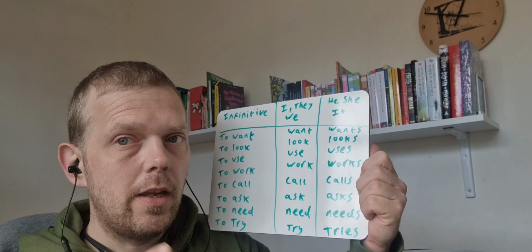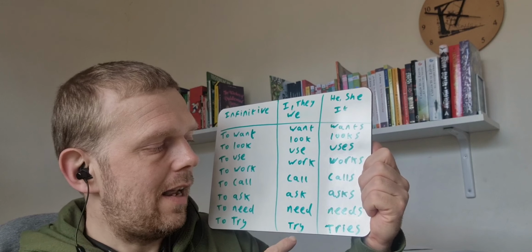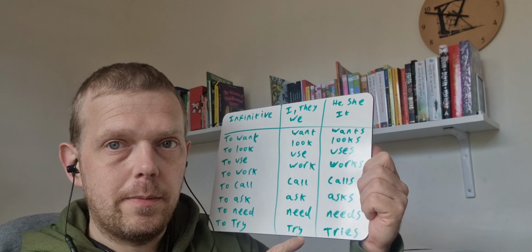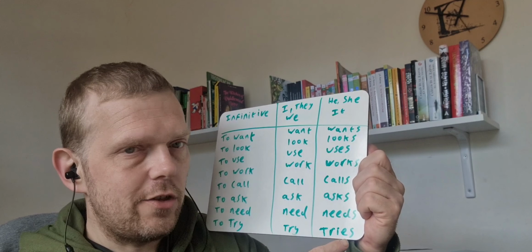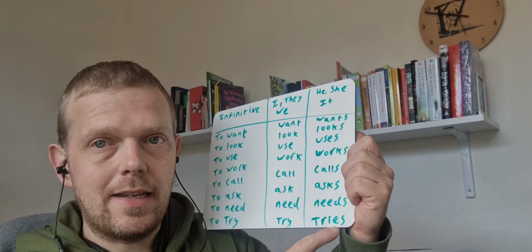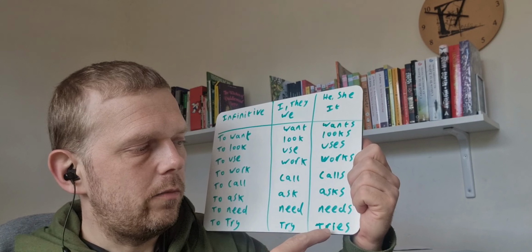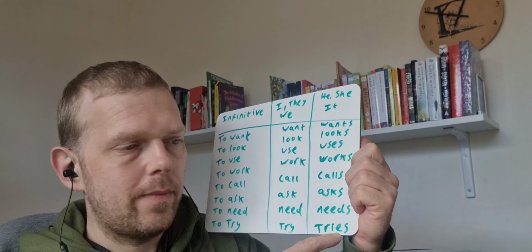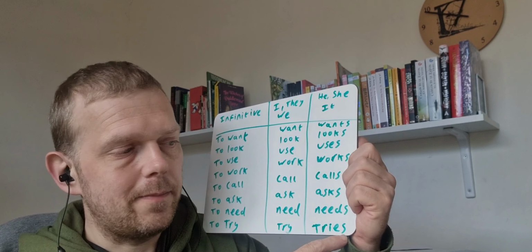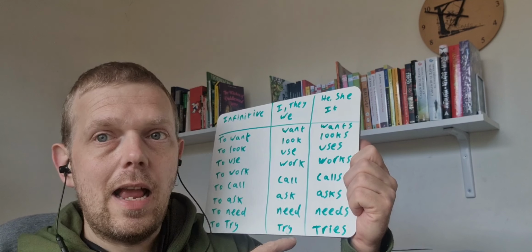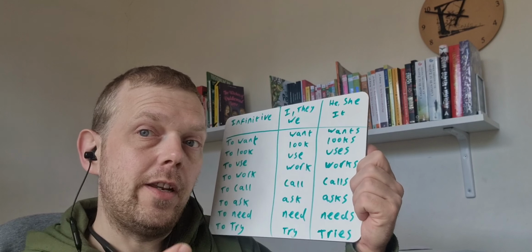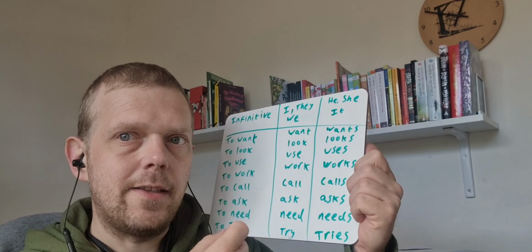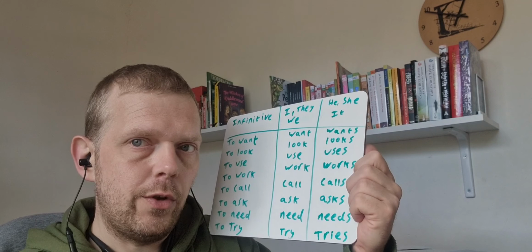Now, you may have noticed at the bottom, okay, try. It is not just an S that gets added. The Y changes to IE, and then you add an S. Okay. If you have seen my video about plurals, this is the same rule with verbs.